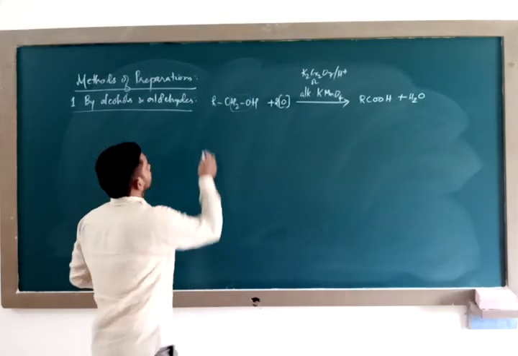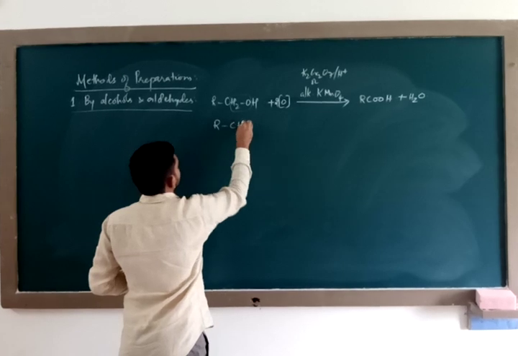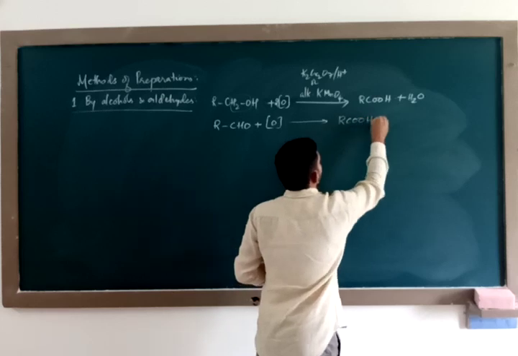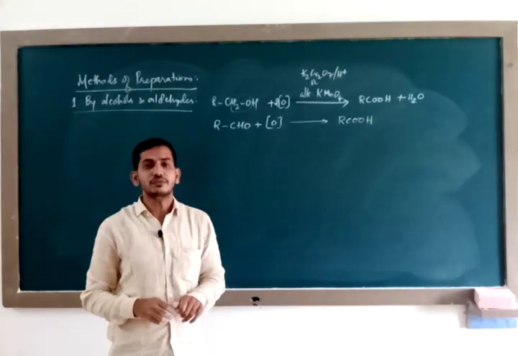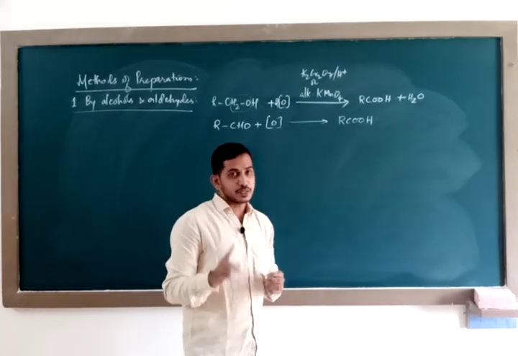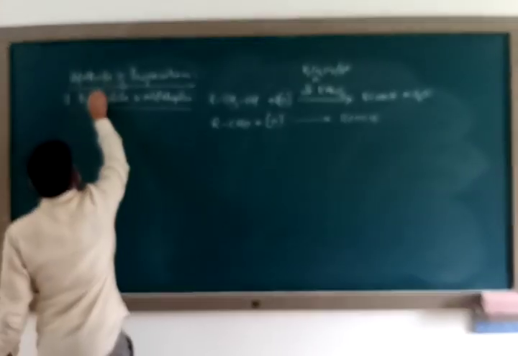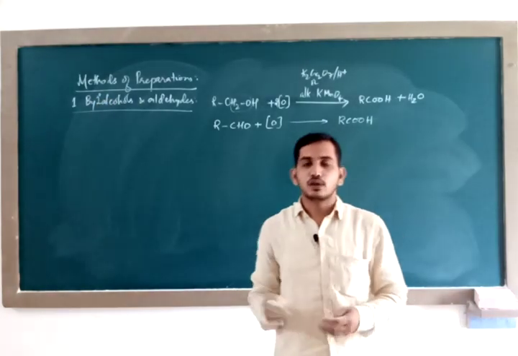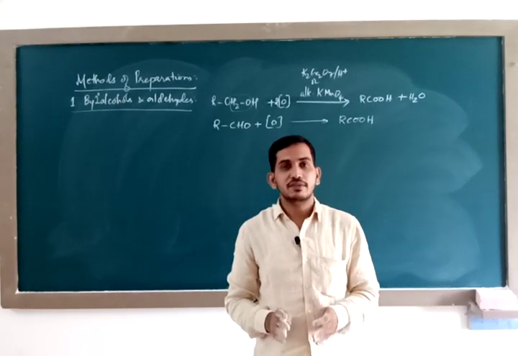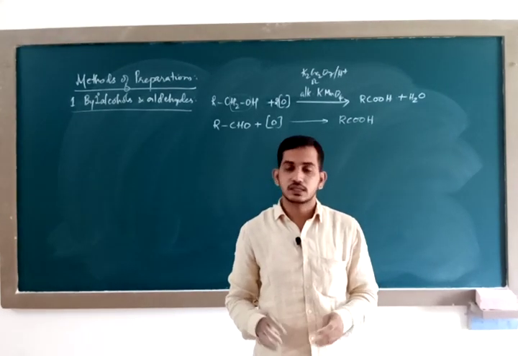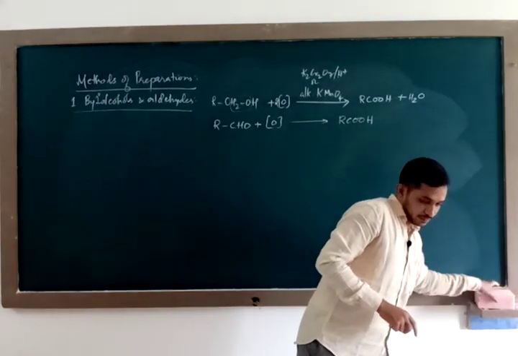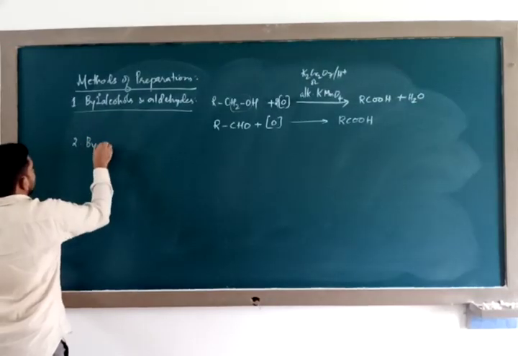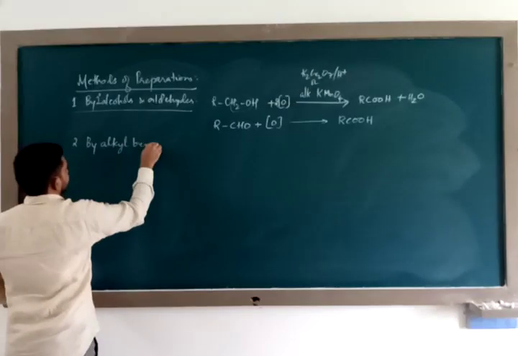Try the same with specific examples, replacing this R by CH3 once, the second time by a benzene ring. Then with an aldehyde, you need simply 1 oxygen to convert this into a carboxylic acid. So when alcohols, especially primary alcohols, or aldehydes are oxidized, they will give you corresponding carboxylic acids. This is the first method. Now let us see the second method. It is from alkyl benzenes.